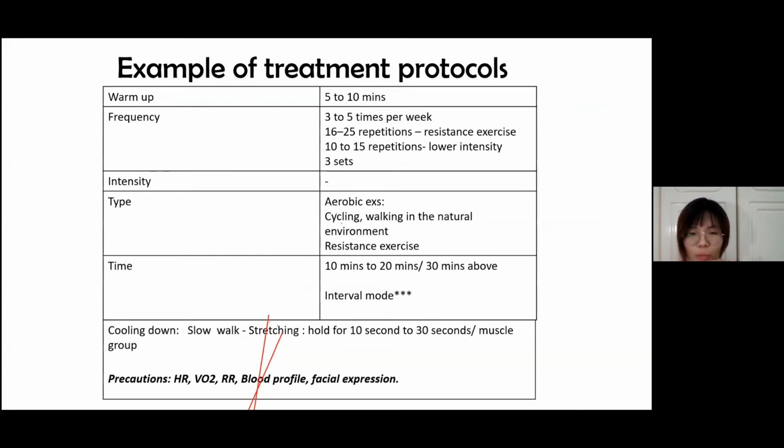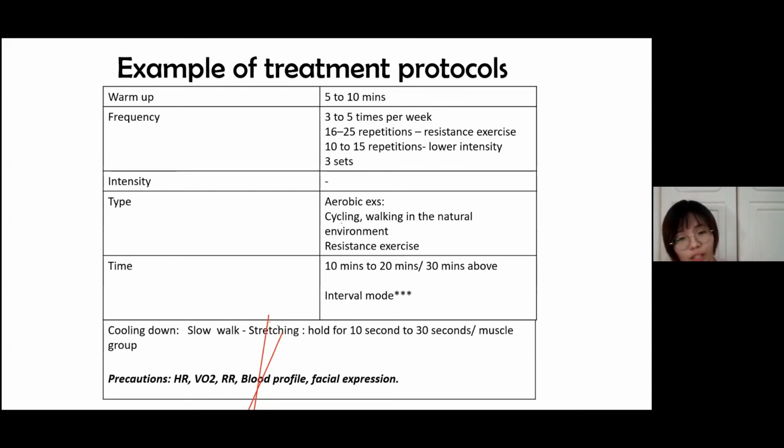To make the exercise more enjoyable, we can ask them to do a warm up first so that we can reduce injury during the exercise program. The warm up should be 5 to 10 minutes, just simple range of motion exercises for all the joints of the body. Then after that, for frequency, we can do it 3 to 5 times per week.